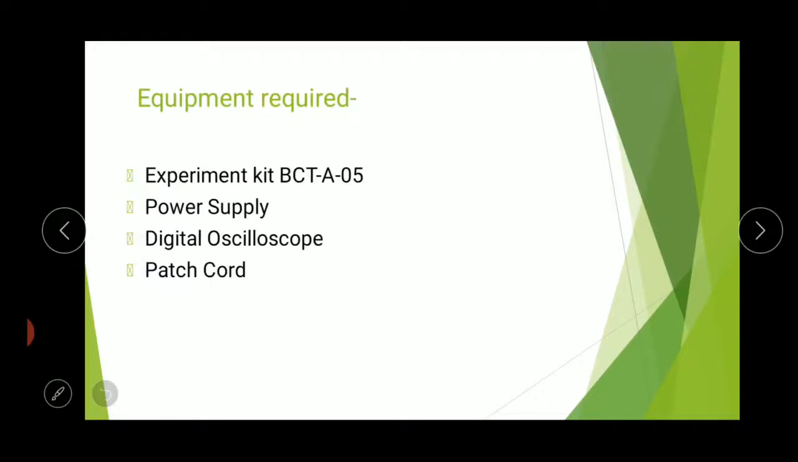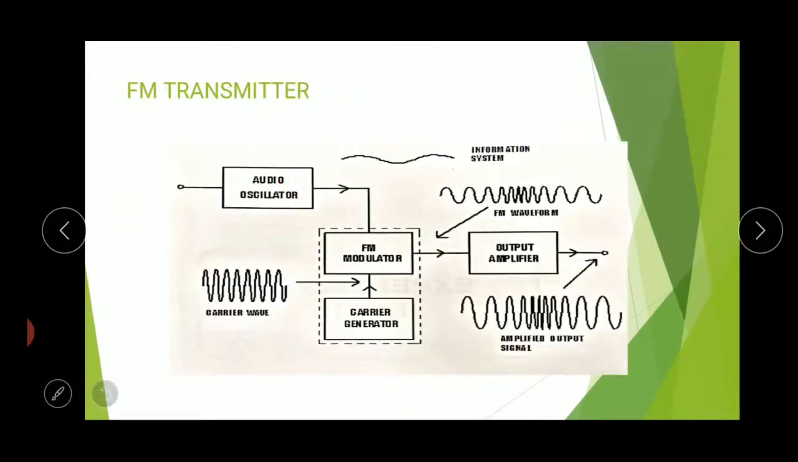Then the equipment required: experiment kit BCT A05, which is the trainer kit, and BCT A05 is the model number. Then power supply, digital oscilloscope, or we can say DSO. DSO means digital storage oscilloscope, so digital oscilloscope and digital storage oscilloscope are the same. Then patch cord. Next, we discuss the theory part of this experiment.